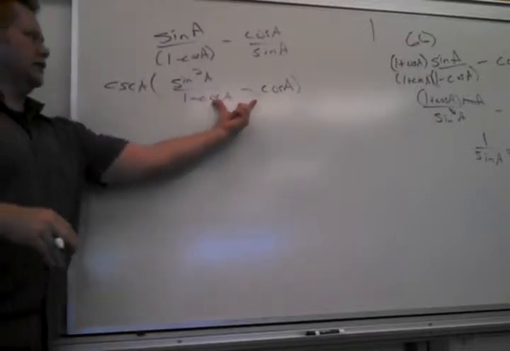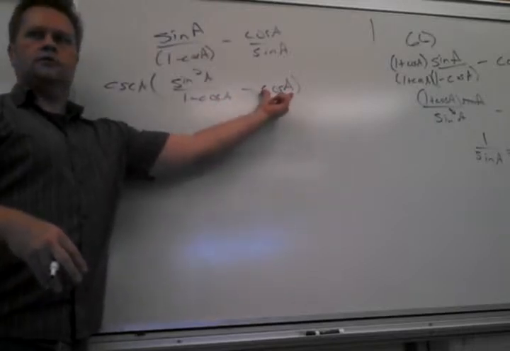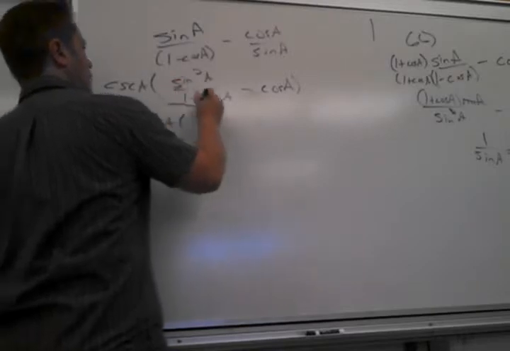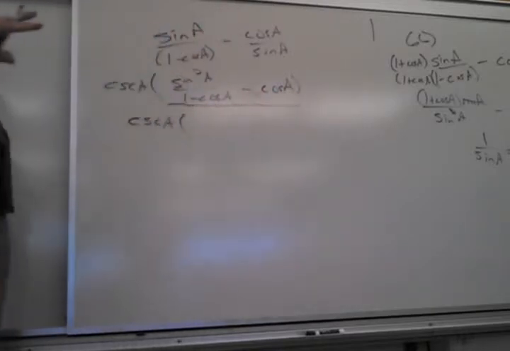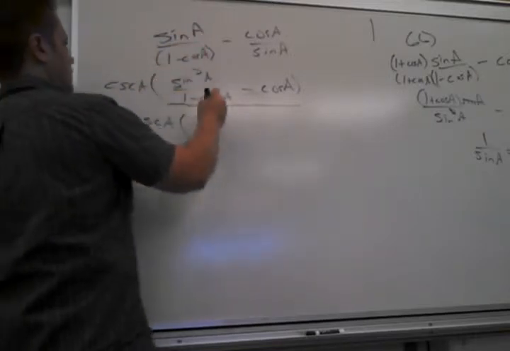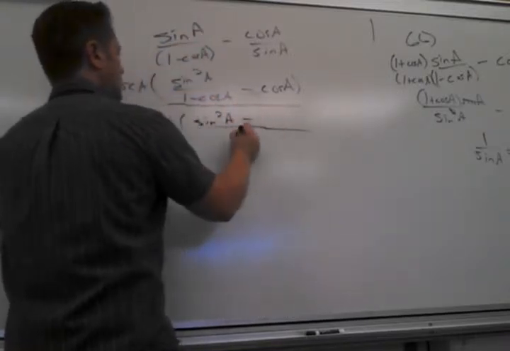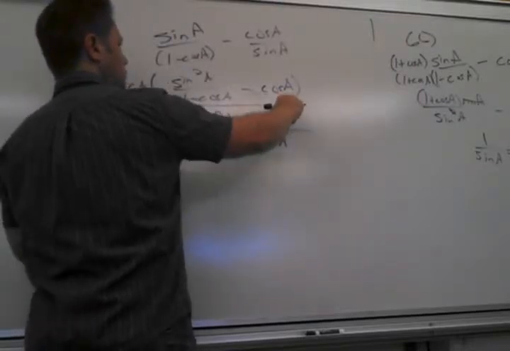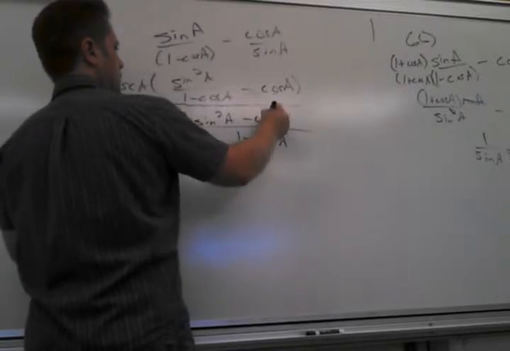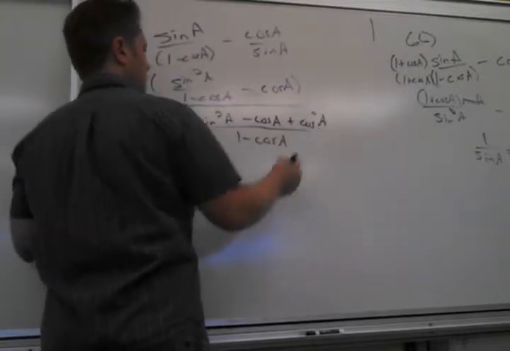So what's left here isn't necessarily easier to work with, but it's not horrible, because all it needs is a 1 minus cosine. And I know what's got to happen to this whole thing. It's got to become 1, because I know my answer is supposed to be cosecant. So I get sine squared alpha minus cosine. This guy needs, multiply it by 1 minus cosine, it'll be cosine minus cosine plus cosine squared.